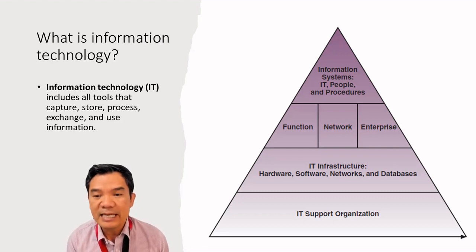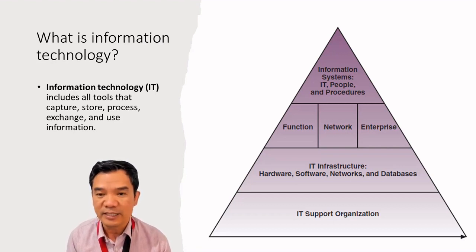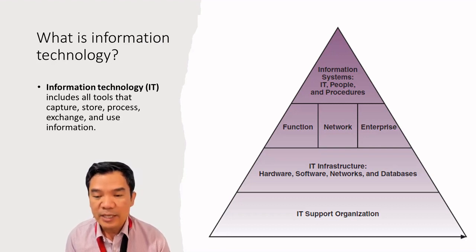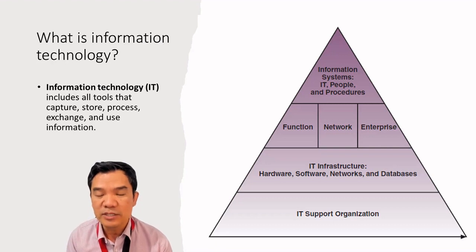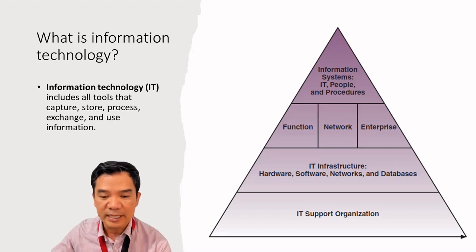If we closely examine, the IT, people, and procedures are the basic functions or operations within the organization, while we can define these into certain functions of the organization: network and enterprise. We will discuss that in the next slide. And we have the IT infrastructure, which supports these functions: the hardware, software, network, and databases, which is our overall IT support function within the organization.